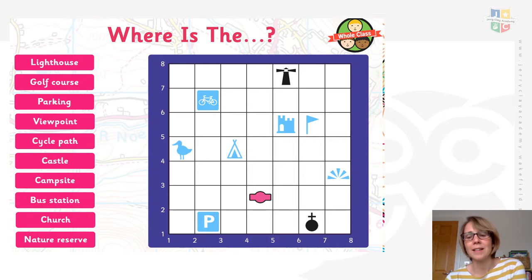So if we have a look at this map here that uses coordinates, we're going to practice our maths for a little bit, everybody, because it is so similar to grid references.